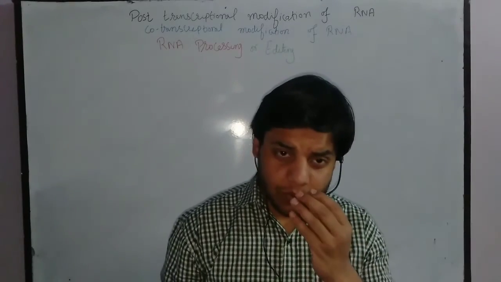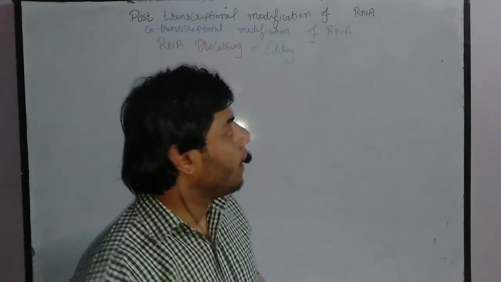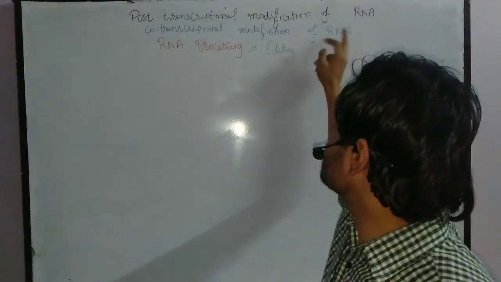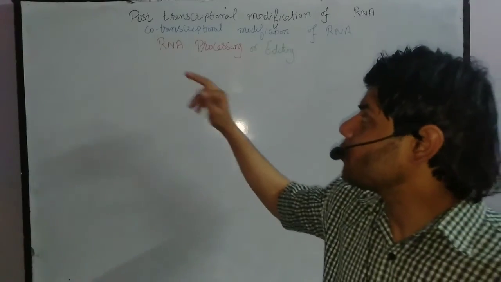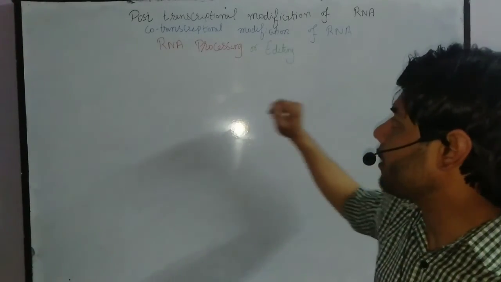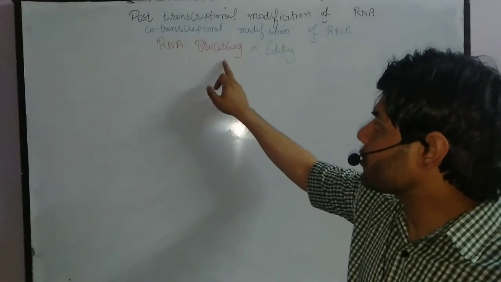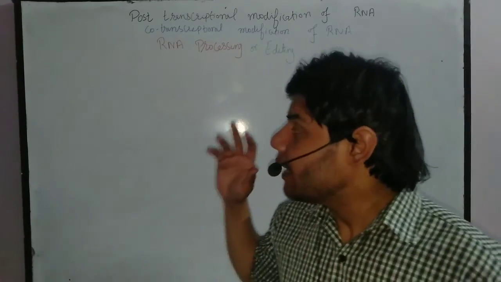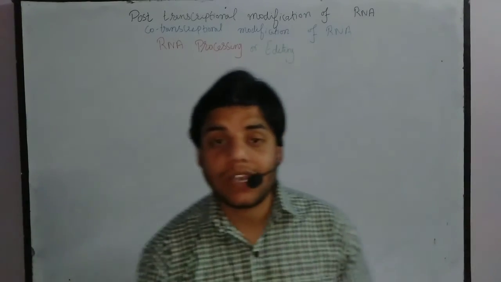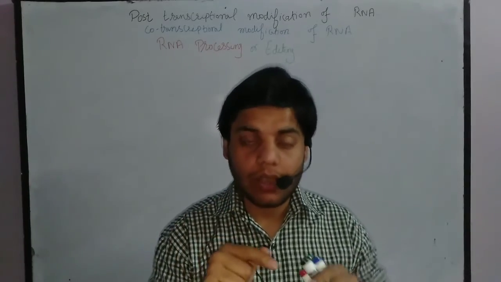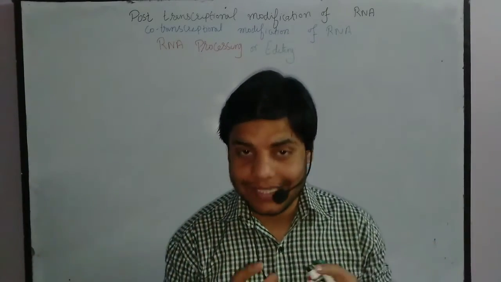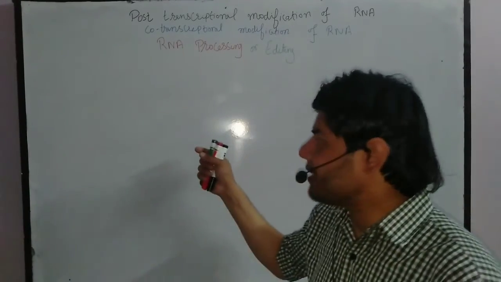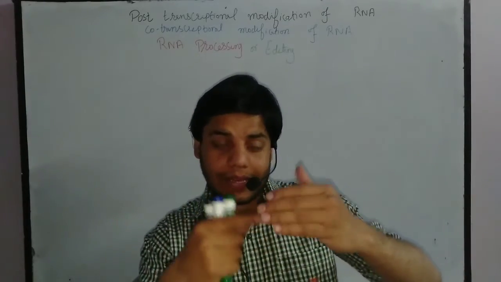Okay, today in this video lecture we are going to talk about another topic, which we call the post-transcriptional modification system of RNA. We also call it co-transcriptional modification of RNA, and RNA processing or editing. Now, what does this process mean? It is basically a biological process which mostly occurs inside the nucleus of the eukaryotic cell. And due to this process, the RNA which is synthesized gets matured.